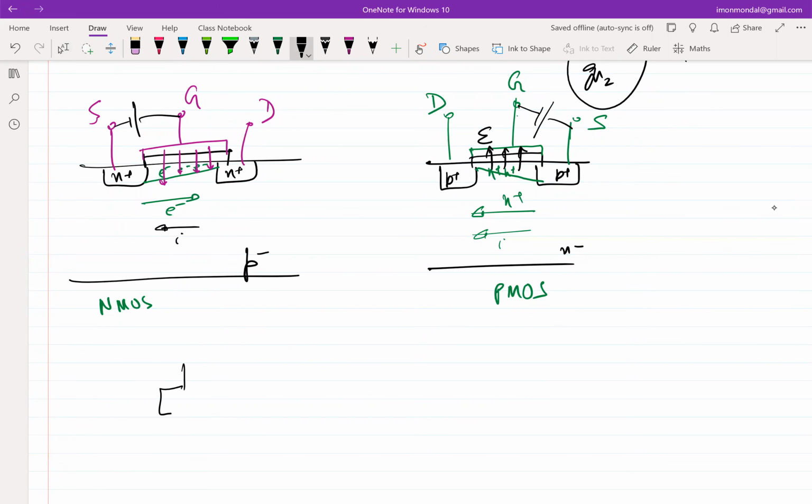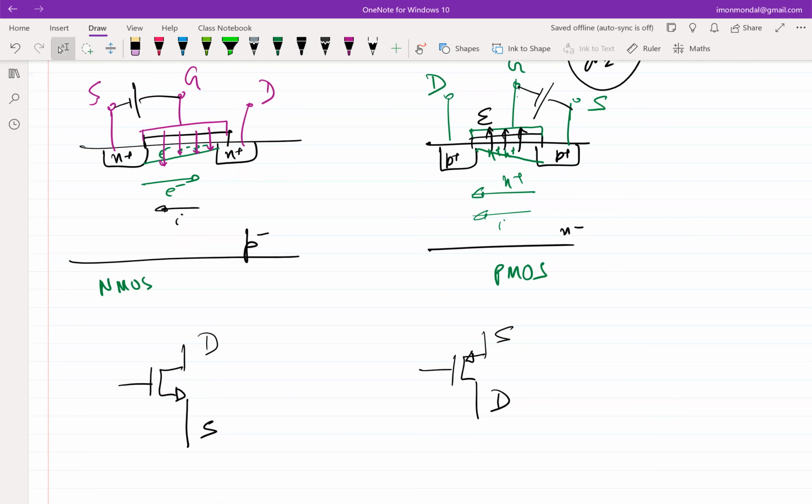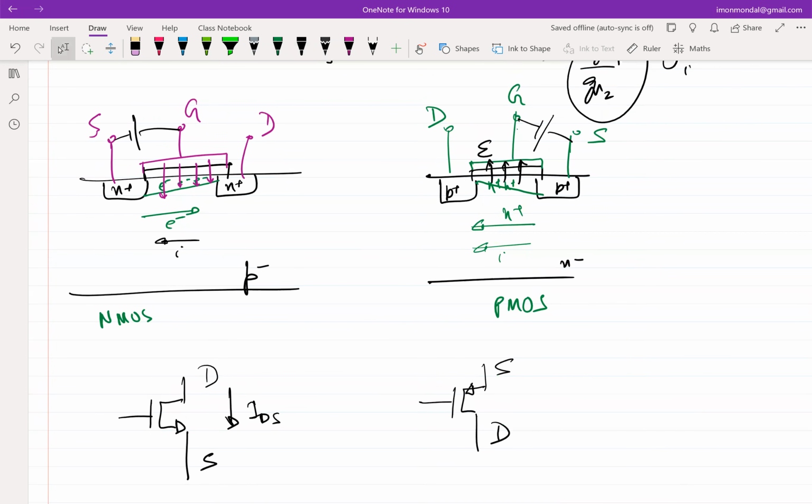If I go to the symbolic representation of NMOS, the symbolic representation of PMOS is just the reverse, just that I have the arrow on the source terminal. The direction of the arrow points to the direction of the current flow, right? In the NMOS, the current was from top to bottom. In the case of PMOS, the current is from source to drain.